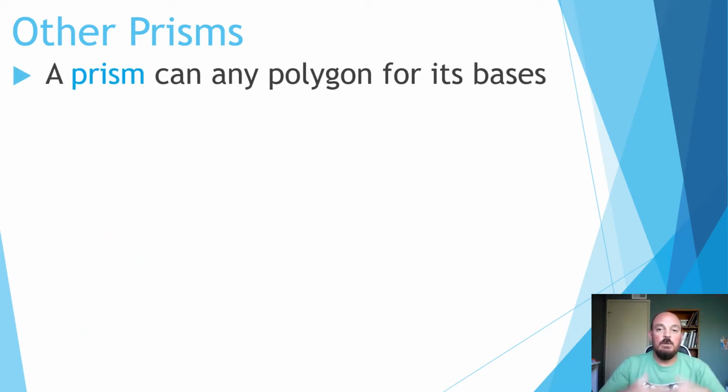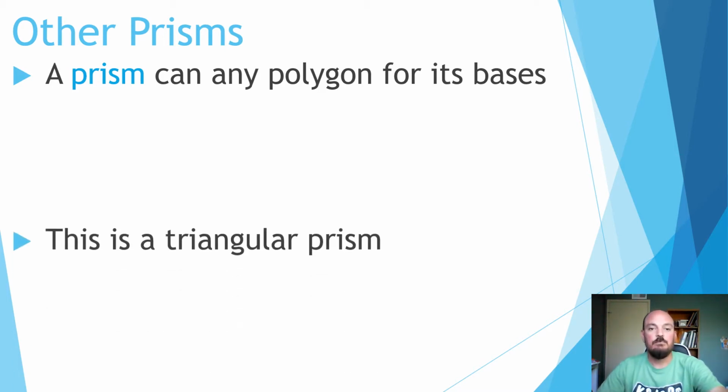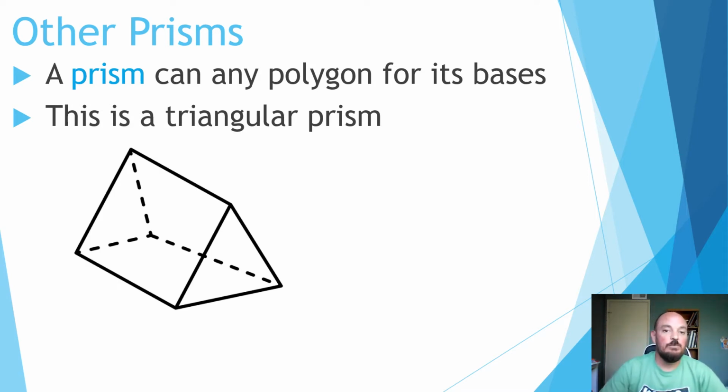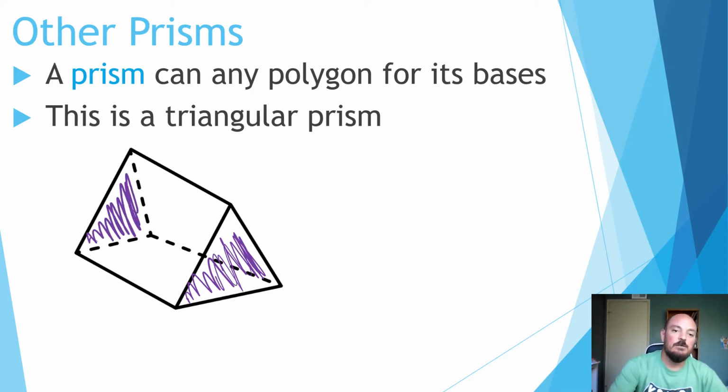So a prism, if you remember, can actually have any polygon for its bases. Right here we have an example of a triangular prism. Triangular because the bases are triangles. When I say the bases, every prism has these two shapes, like this triangle here in the front and this triangle here in the back. Those are what we call the bases. They're two congruent shapes that are parallel, and they're connected by rectangles. So this is what we call a triangular prism. Triangles on the bases, always connected by rectangles.